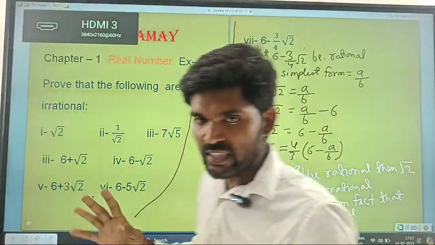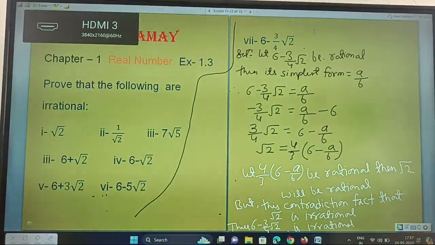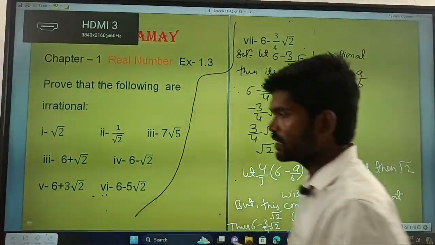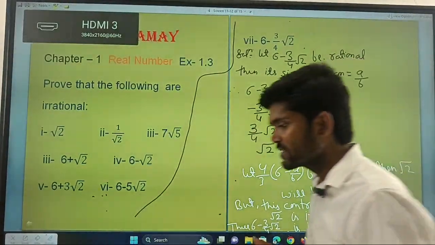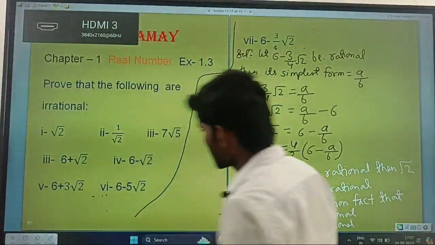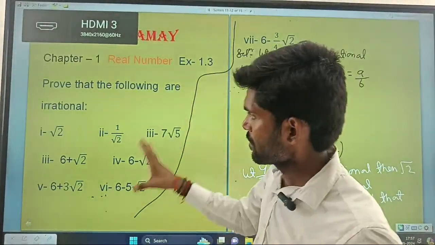Left side to right side, right side to left side. Means when we transpose left to right or right to left, then the sign changes. You know very well, right? Plus then minus, minus then plus, multiply then divide, divide then multiply. Okay, dear. I hope you have understood.